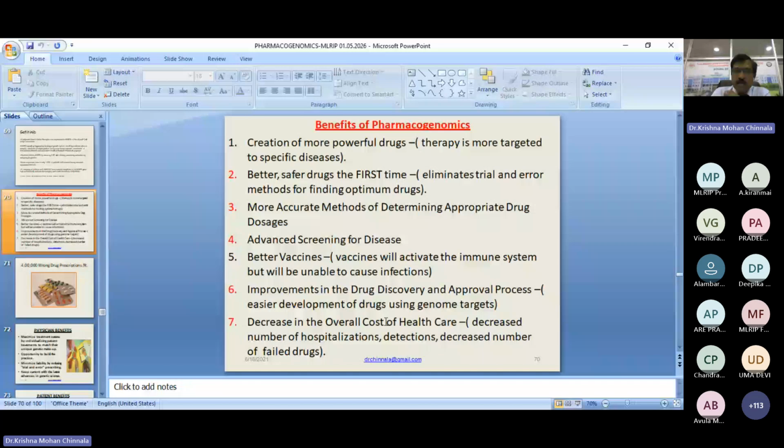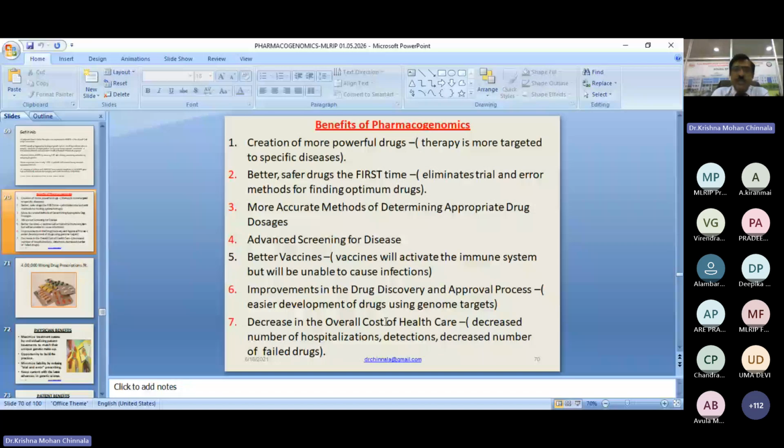Just now we discussed dose increasing, decreasing, or slow escalators, rapid escalators. After knowing the genetic picture, if it is a slow escalator, you can reduce the dose. If it is a rapid escalator, you can increase the dose to get the therapeutic effect or to bring the drug into your therapeutic window and give effective pharmacological action, right? So advanced screening for diseases, finding out the receptors and all, we can also do.